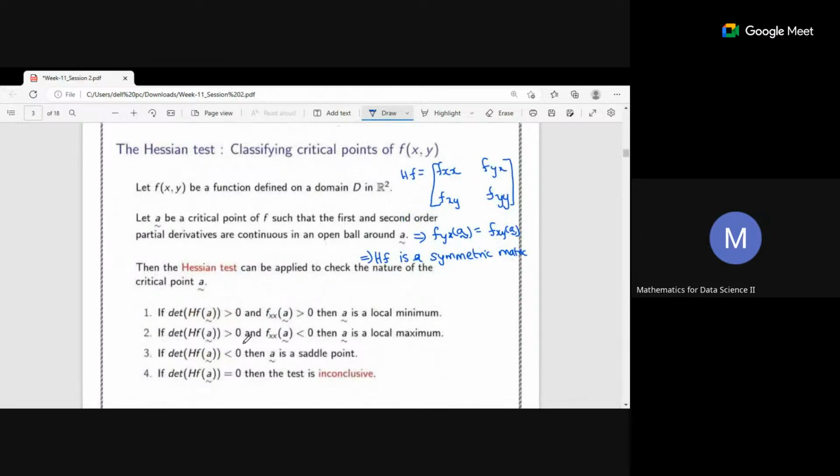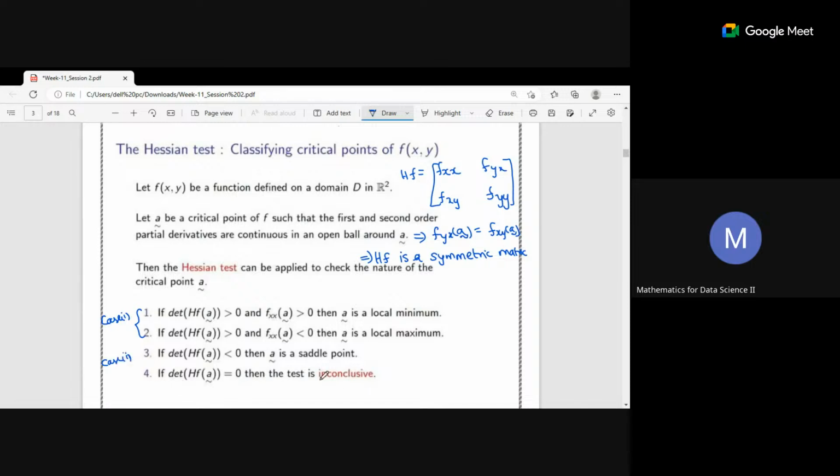If the determinant is positive, so this is case 1. So in case 1, you have a positive determinant. When you have a positive determinant, depending on the sign of the second partial derivative at A tilde, you can decide whether A tilde is a local minimum or local maximum. And if the sign is negative, then you conclude that A tilde is a saddle point. So this is case 2.